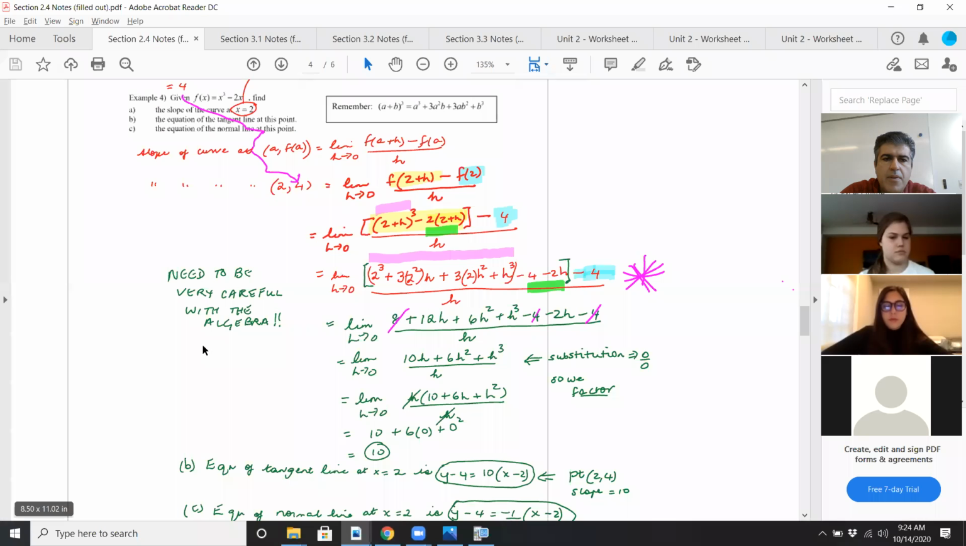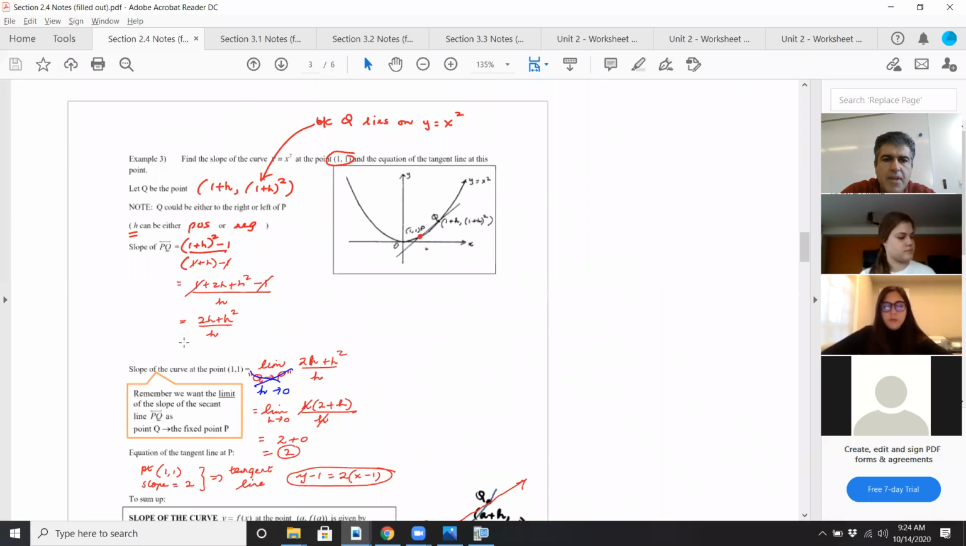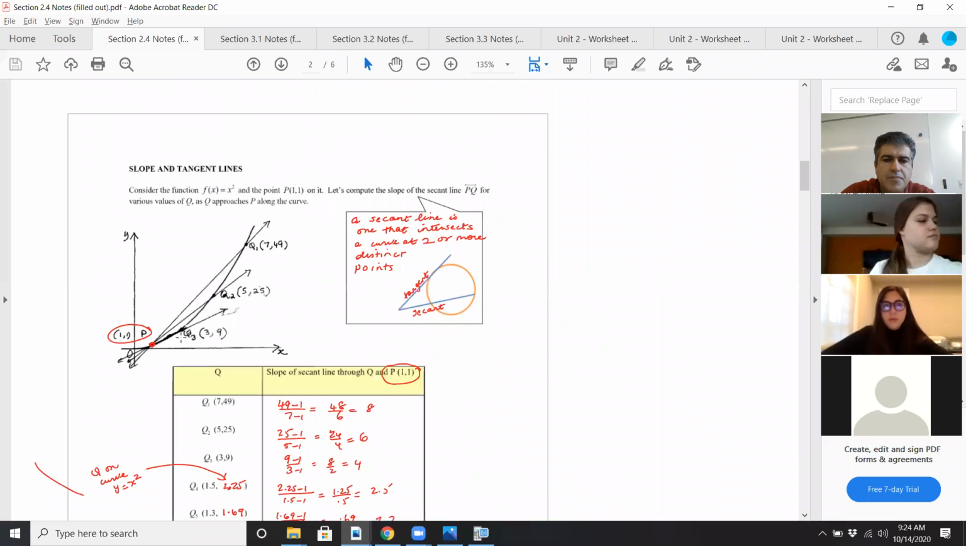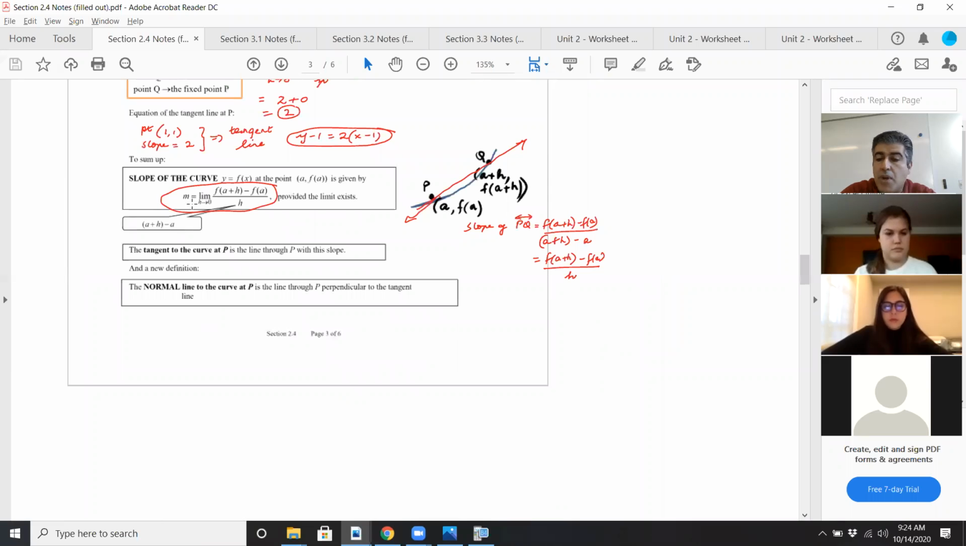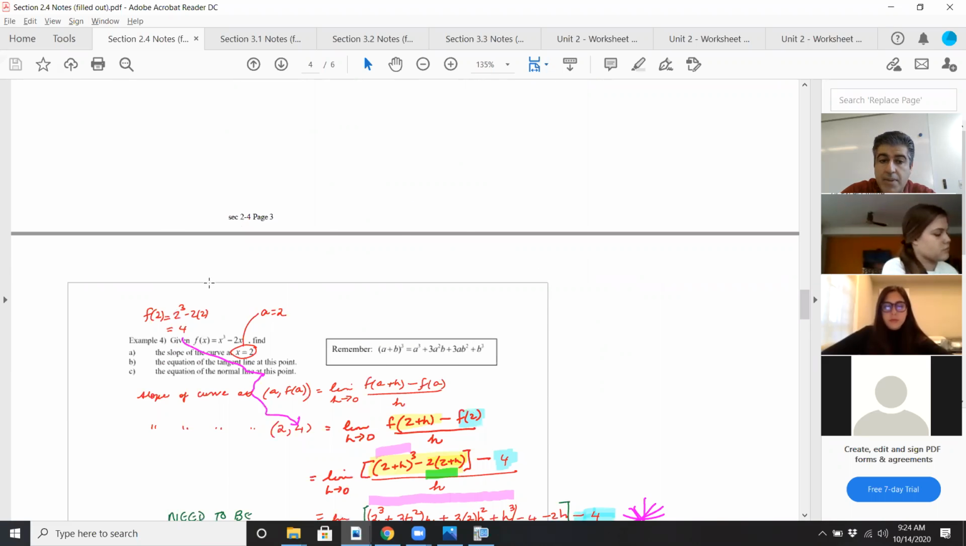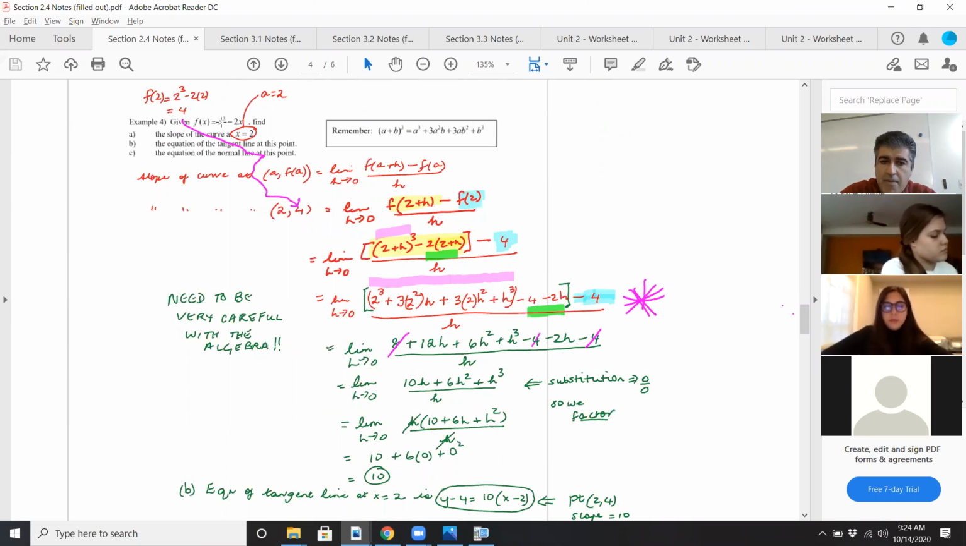So 2.4, one of the big things we talked about was this formula right here, the slope of a curve: f of a plus h minus f of a over h, as h approaches 0. What this does is help you find the numerical value of the derivative. So you have a function, and you're told, hey, find me the slope of the curve at x equals some value. So you'd use this when you know what the x coordinate is at the point of tangency.